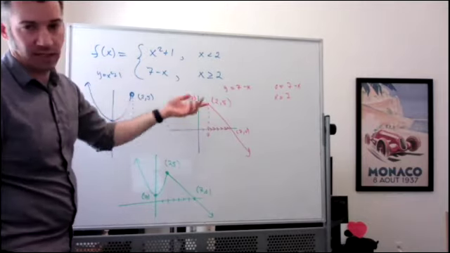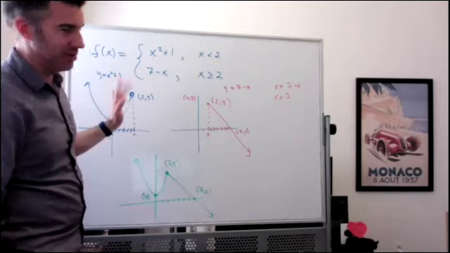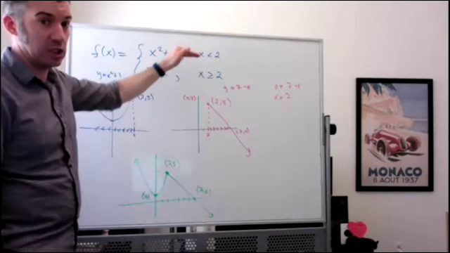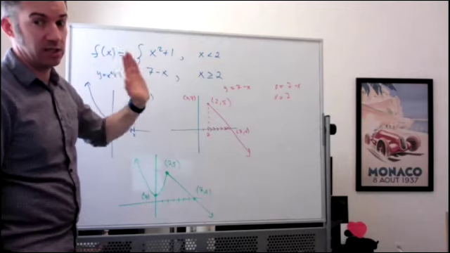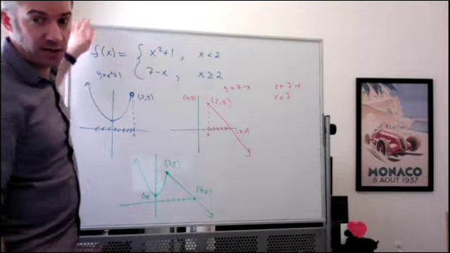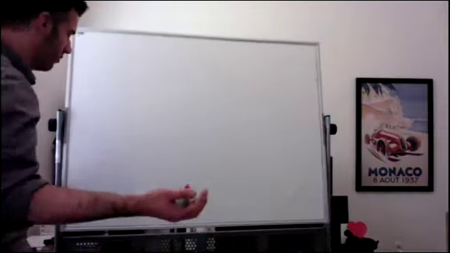Similar idea here, except we can actually plug in here too, right? Plug in 2, you get 5. So basically, where things are changing is always a place you want to think about when graphing a piecewise function. We'll see that's true for the next one as well, for all of them, really.